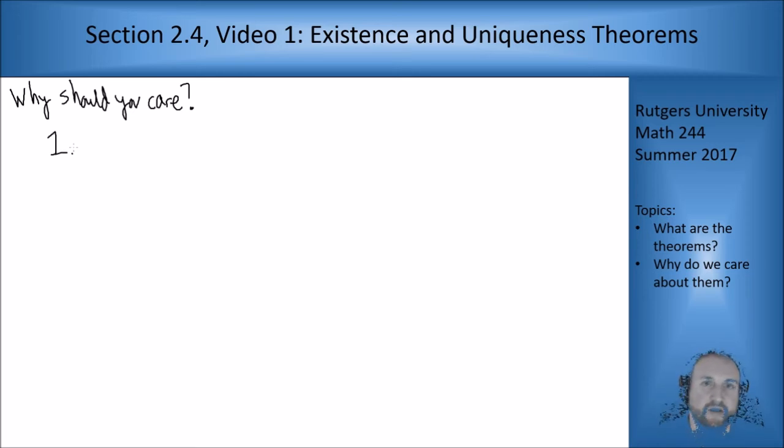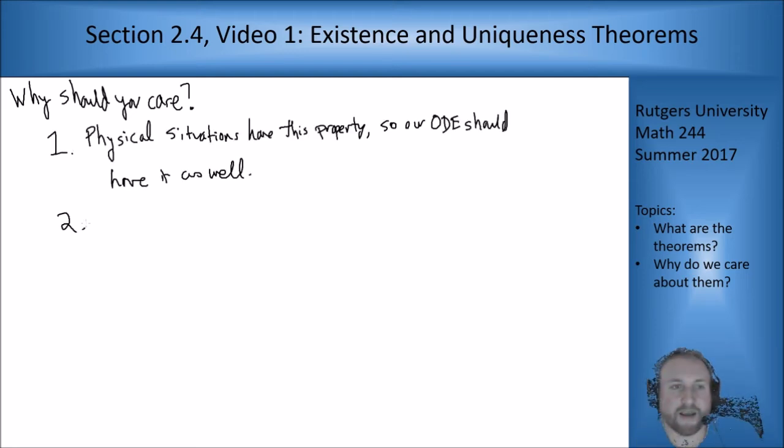So, since physical situations that we're trying to model have this property, we want our model for it, our ODE, to have the property as well. And the second way to use these is along the same vein. If you're working on an ODE that's supposed to model a physical problem and it doesn't meet the criteria for the theorem, it probably isn't a great model because of what I described above, right? If you're trying to model a physical situation that only has one solution and your ODE can have multiple solutions at the same time, it probably isn't a great model for your problem.